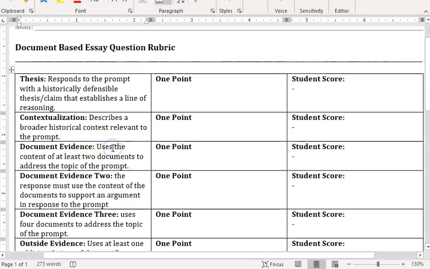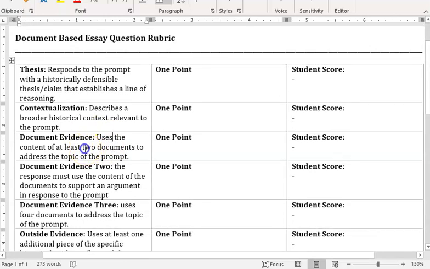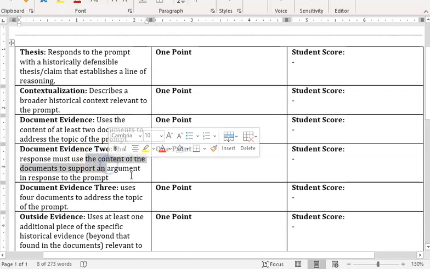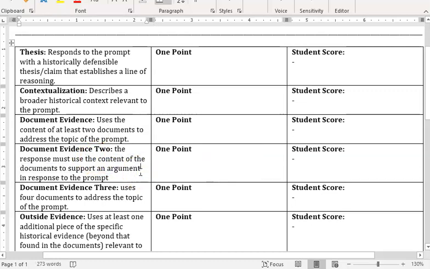Okay? Documents. If you use 2 documents, you get 1 point. If you use 2 documents and explain their content to support your argument, you get a point. We'll look at a document and do that in a second. If you use 4 documents, you get a point. So if you have a good thesis, which we'll talk about in a minute, you have some context, you use 4 documents and you explain 2 of them, you're already up to 5 points.